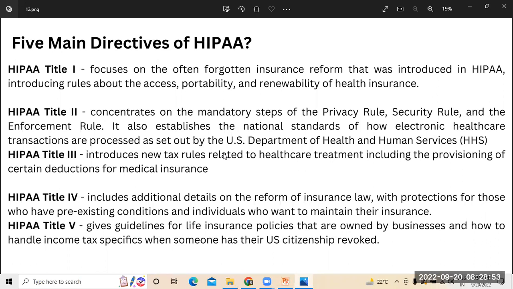Third point, the HIPAA title 3 introduces new tax rules from time to time, which are relating to healthcare treatment. Followed by this, what are the deductions we have in reference to the medical insurance? What are the provisions we have? All that stuff. So these rules you can understand in terms of the healthcare treatment.